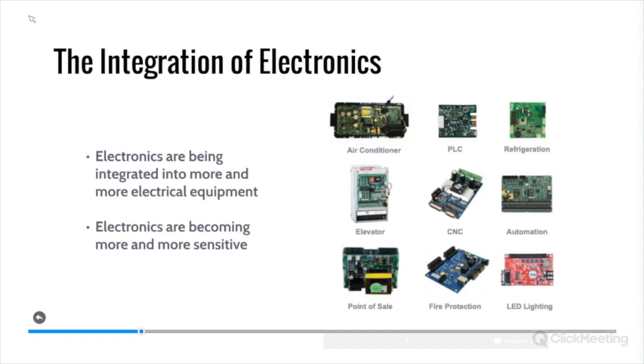Thanks, James. So as James was saying, electronics are being integrated into more and more electrical equipment. The pictures in this slide just depict several of the things that used to be more of an electromechanical type situation, but now they're using electronics to control air conditioners, refrigeration, elevators, all these things that you see. Even the simple LED lights have integrated circuits in them, and they're more and more sensitive and causing more and more challenges for us.